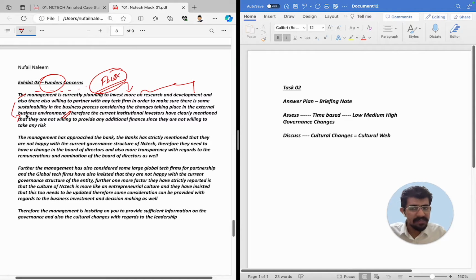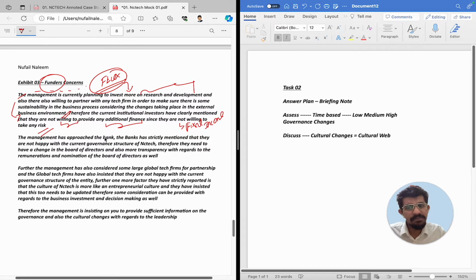Therefore, the current institutional investors have clearly mentioned they are not willing to provide any additional finance since they are not willing to take any risk. Okay. So that is something that we have anticipated because they have effectively told they are not willing to provide any additional finance because of the risk involved. And if I'm not mistaken, these investors effectively focus on fixed income. That is the dividend they get, they are highly dependent on that.